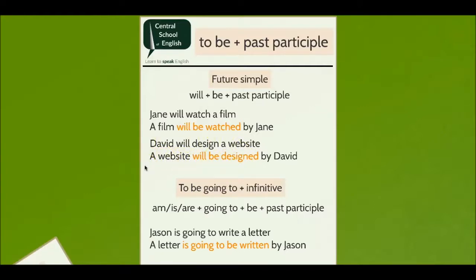To change the future structure "to be going to" plus the infinitive from an active voice sentence to a passive voice sentence, we use is, are, or am going to, plus be plus the past participle of the main verb. For example, the future active voice sentence "Jason is going to write a letter" becomes "A letter is going to be written by Jason" in the passive voice.